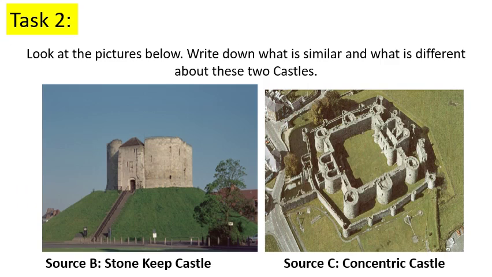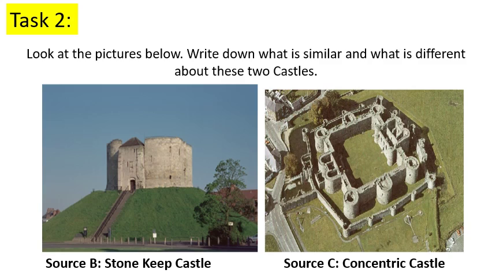So I want you to write down something that's similar about them and something that's different about them. Press pause while you do that. I'll be here when you get back. So source B is our Stone Keep Castle. What you should have had for this one is we know that it was made of stone. The shape of it is a square shape, and it's built on a hill.